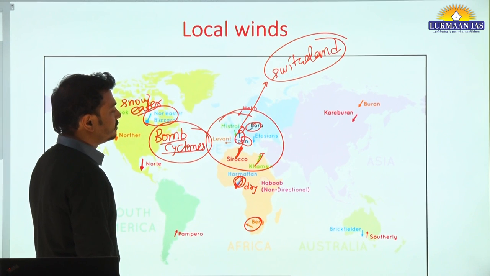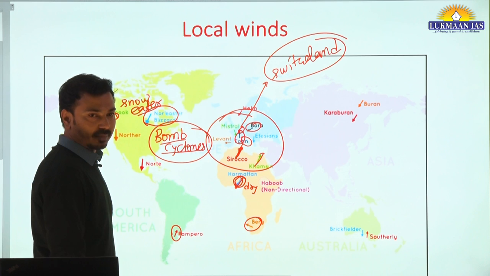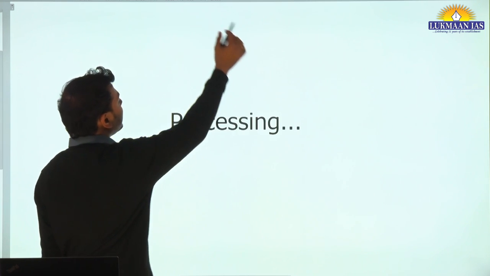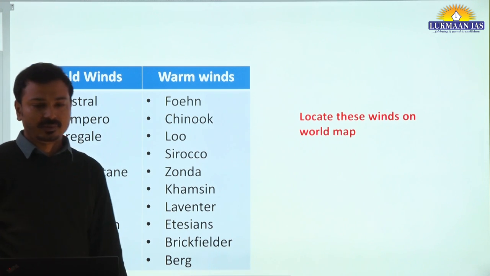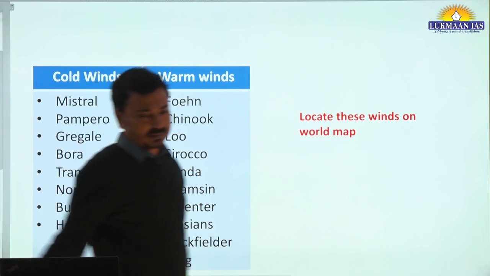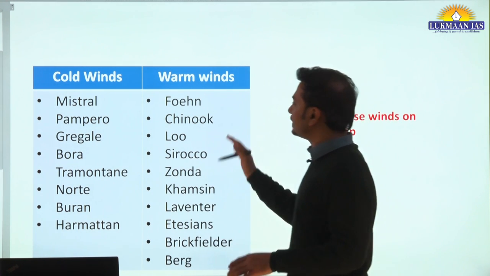Then we have, yes, Pampero is there in Argentina. Pampero, Argentina. I have the classification of all these winds like this. Remember this. And locate them, all of them on map. ठीक है? ये आपको PDF मिलेगा. This is your task, mapping section से. You locate all of them on map. Okay, and cold winds and warm wind.